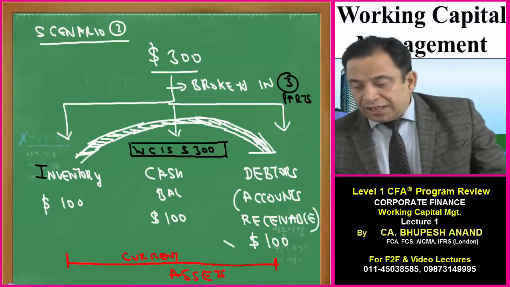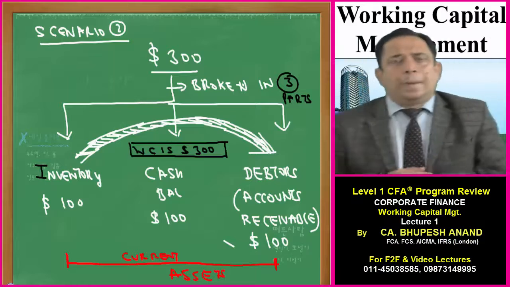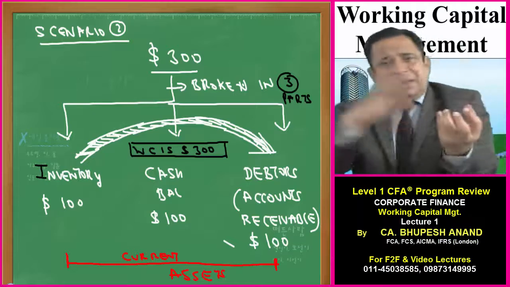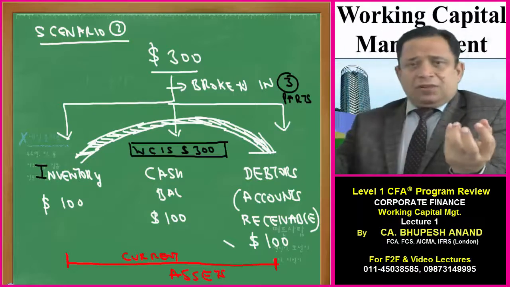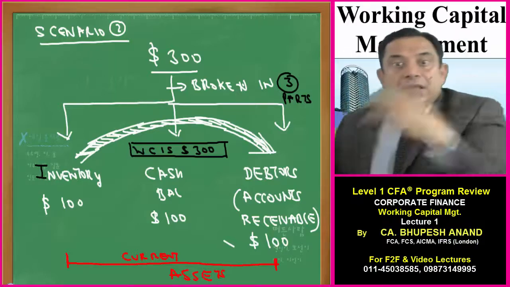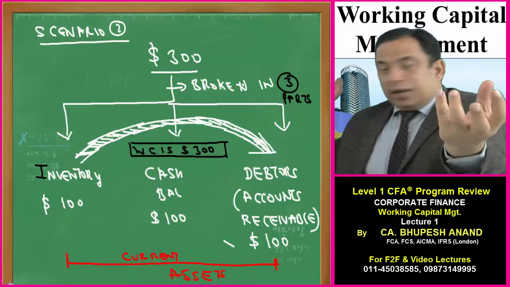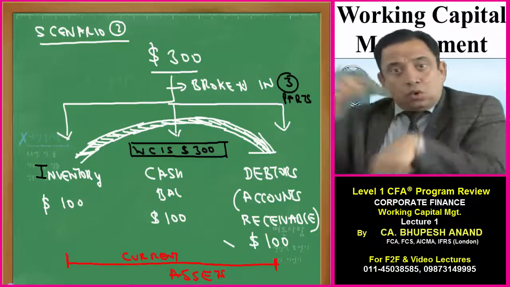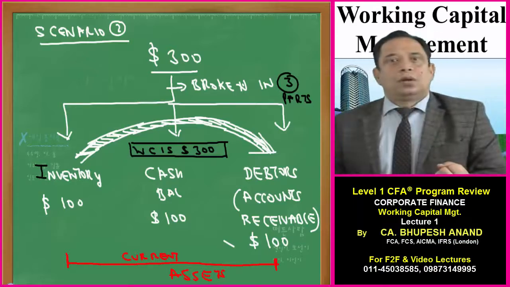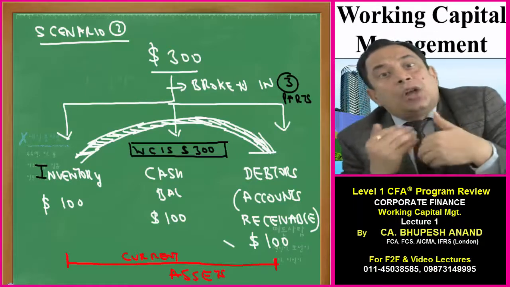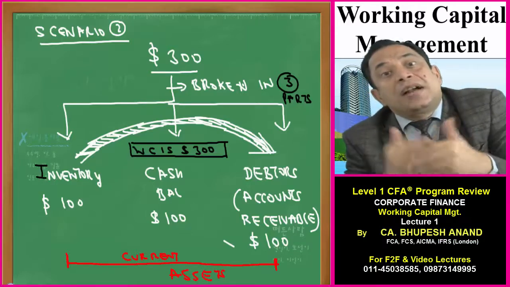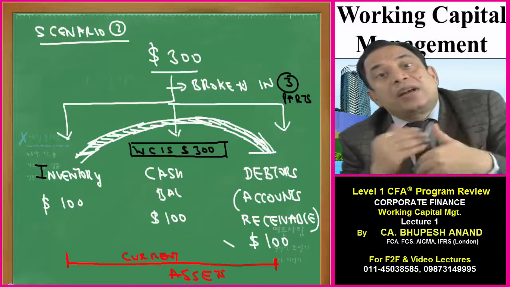Now see scenario number three. In scenario number three, I have assumed that Mr. X, Mr. Ramlal, who has started a new business, has contacted a supplier of raw materials, a supplier of inventory, and that supplier has agreed to supply the goods on credit. So now his inventory has increased from $100 to $200. I am assuming that $100 of inventory Mr. X has purchased on credit from that supplier.